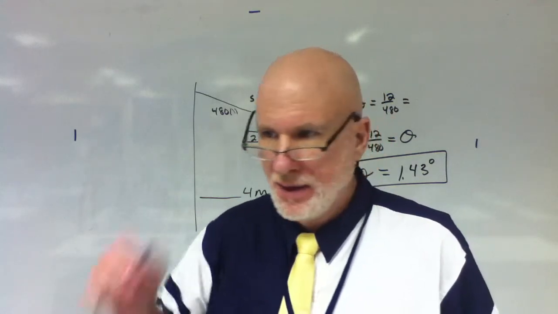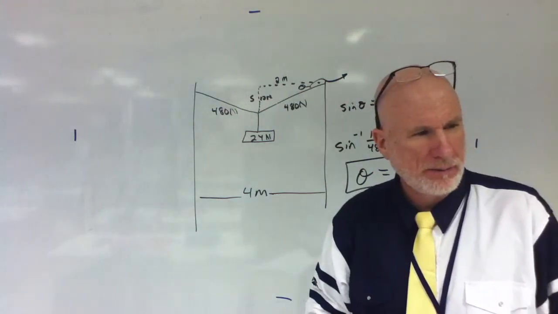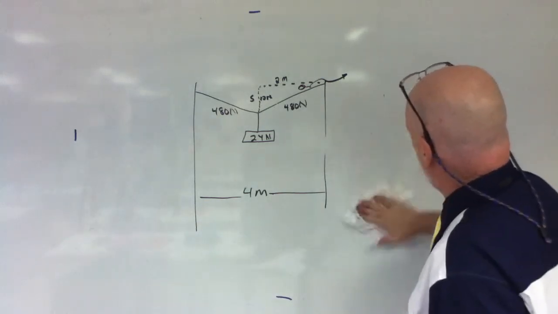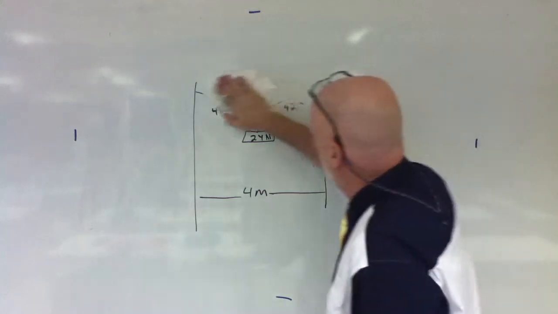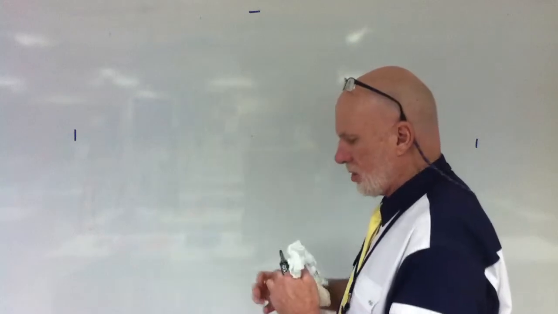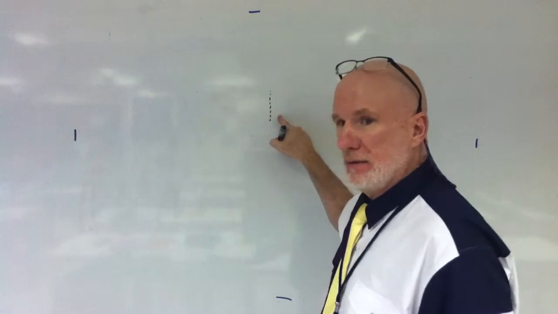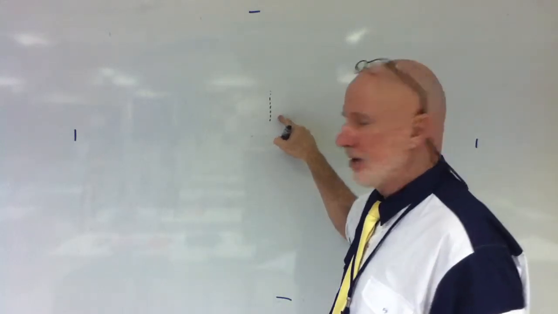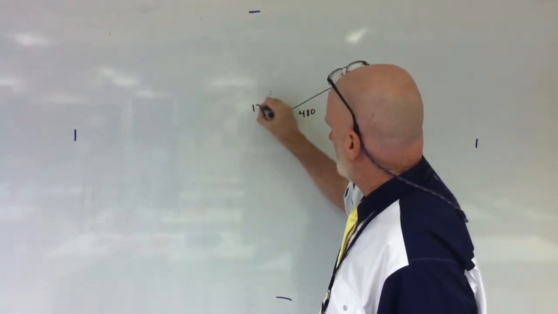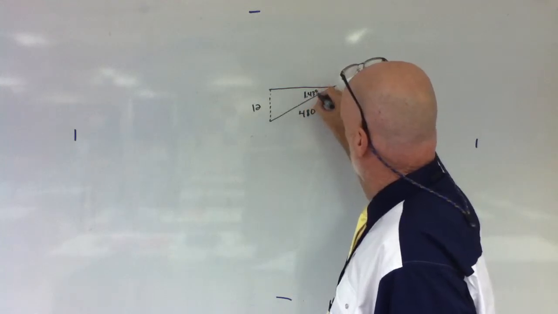Now, so we know that this angle here, can I rewrite this? Is that all right? Okay. All right. So we know that we want to focus in on this triangle. We have that's the sag, correct? We know that that's T, that's 480. This is 12, correct? This is 1.43, is that correct?